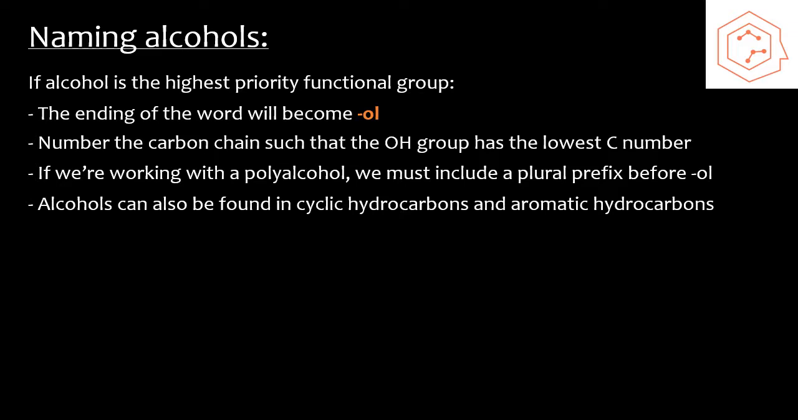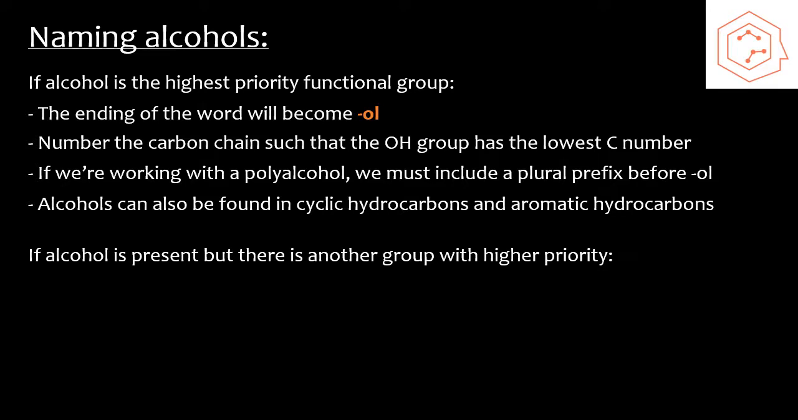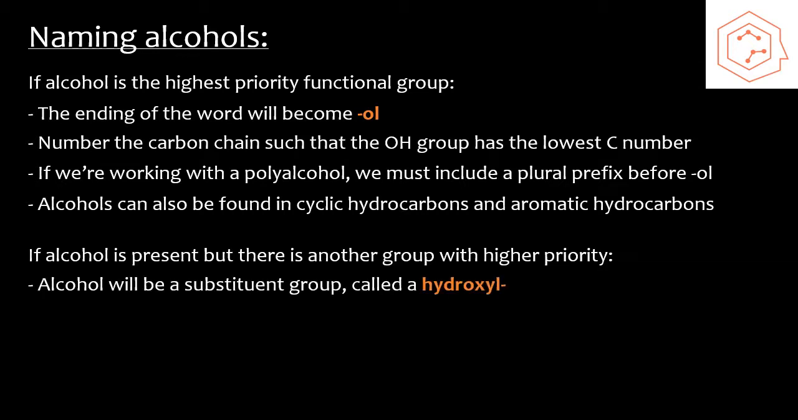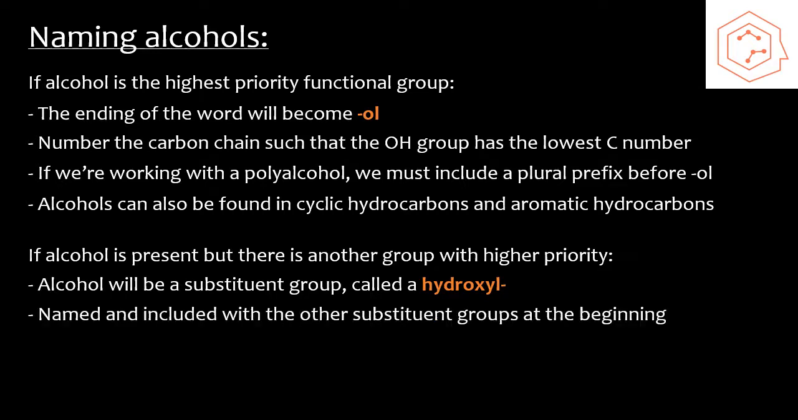Now, it is also possible that the hydroxyl group will be on the same chain as another group of higher priority. We're going to see more of these in later examples. But if that's the case, then we would treat the OH group as a substituent group instead, where we'd write down hydroxyl to represent it in our IUPAC name. The hydroxyl group would be included with all the other substituent groups if there are any, and the naming rules would proceed as normal.